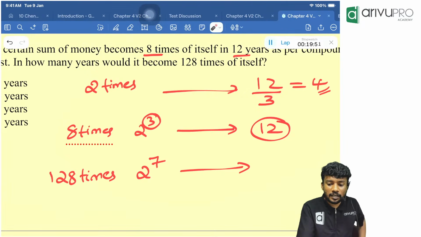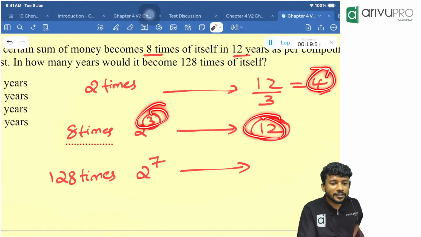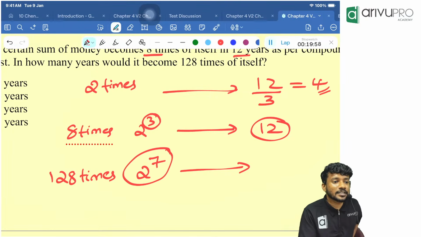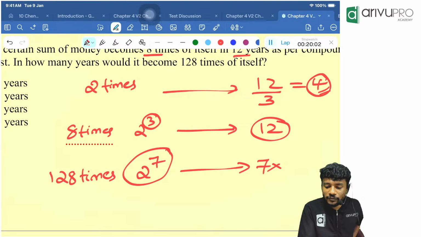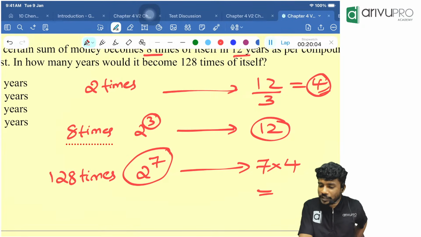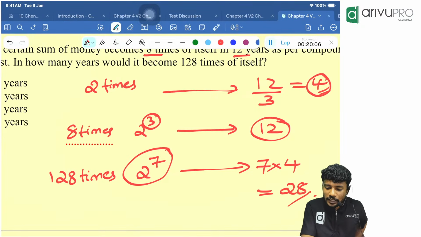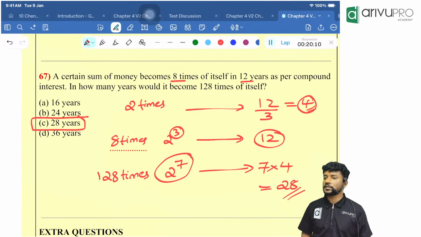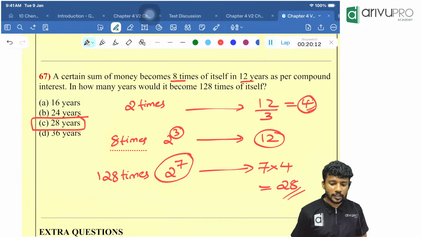Why did I do that? Now think from the other angle. 4 into 3 will give 12. Now they are asking in how many years it will become 2 power 7. 7 into 4 years. How much is the answer? 28 is the answer. Which option? Option C is the answer. Got the point? In terms of 2, go for it.